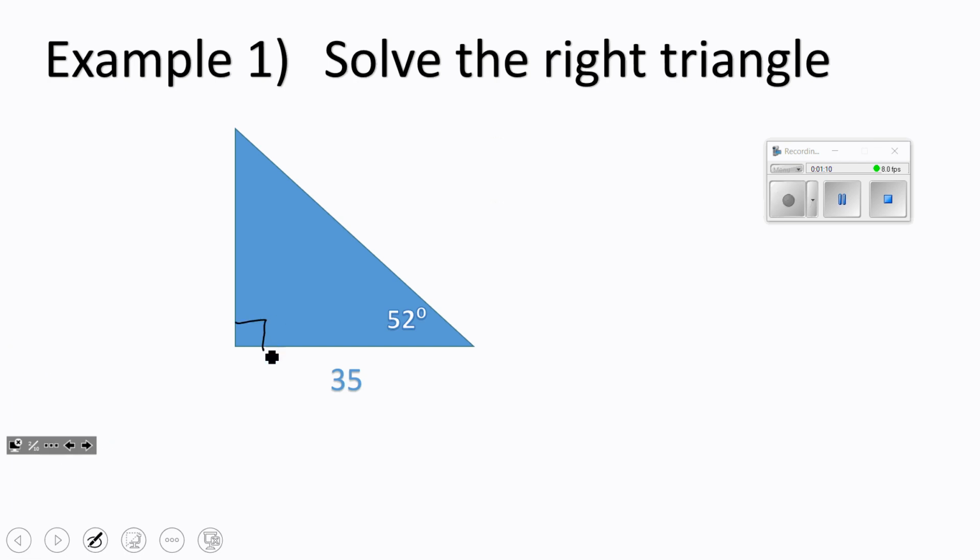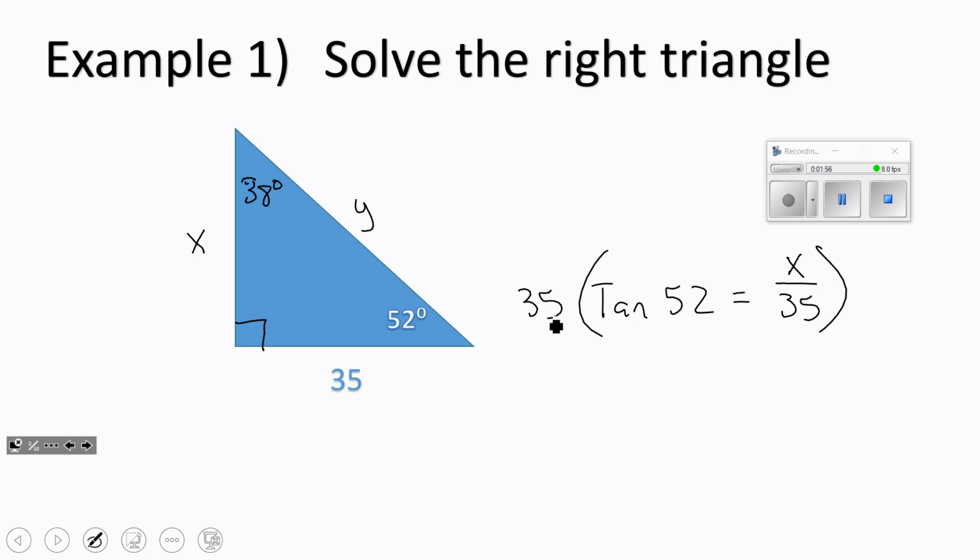Based on what we know, first of all, what's this angle up top? 38 degrees. Okay. And let's label this side X and this side Y. There are different ways to do this. Anybody want to tell me how you figured out how to set up X? The tangent of 52. If we look at the 52-degree angle, what's the relationship? Opposite, and 35 would be adjacent. So that would be the tangent, X divided by 35. To figure out what X is, we times both sides by 35. So what does X come out to equal?